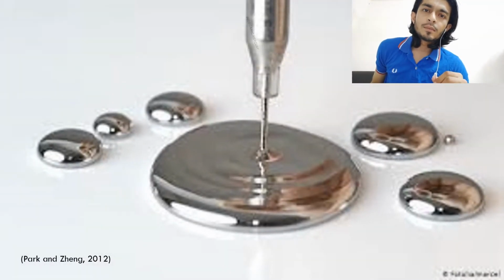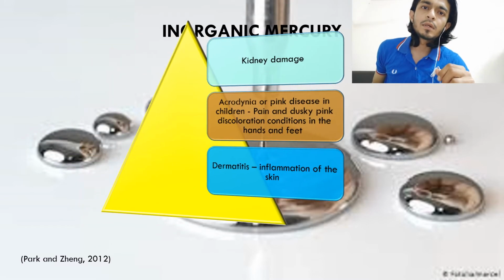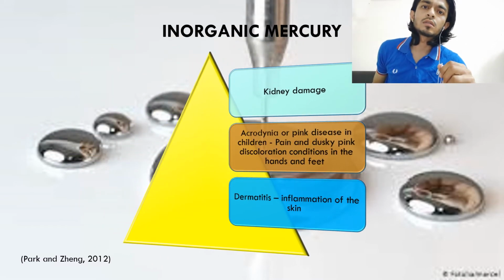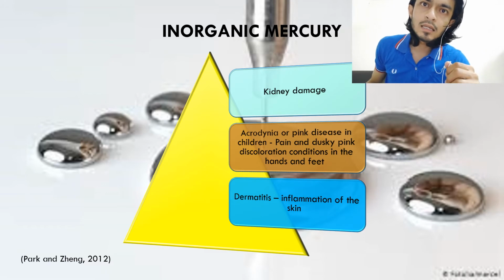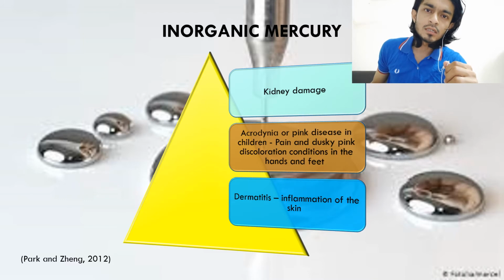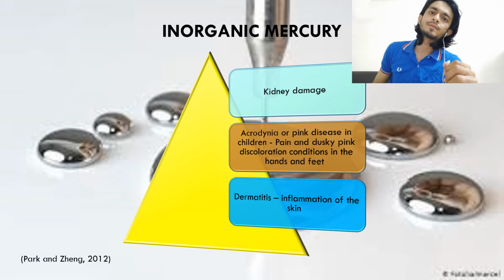For inorganic mercury, like elemental mercury, it can cause kidney damage, but the difference is that inorganic mercury can cause acrodynia or pink disease in children. Acrodynia is pain and discoloration in the hands and feet. The third point is inorganic mercury can cause dermatitis. Dermatitis is the inflammation of the skin.